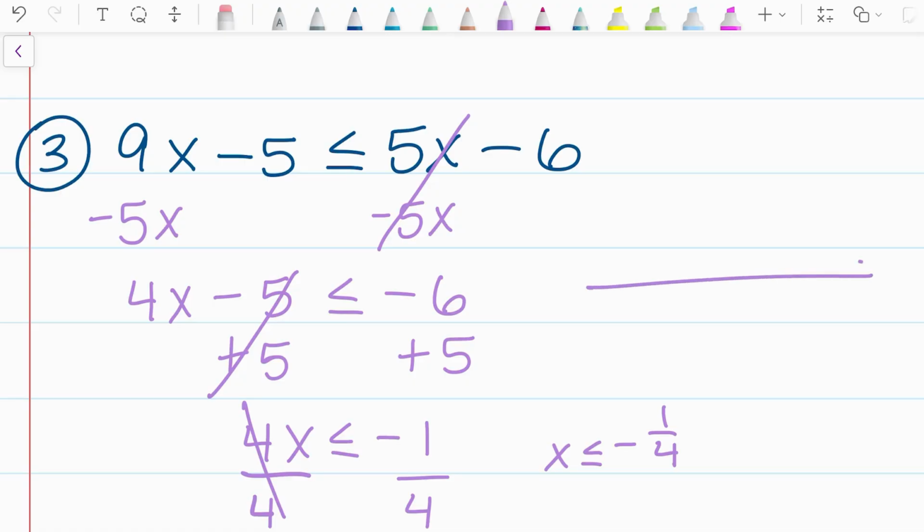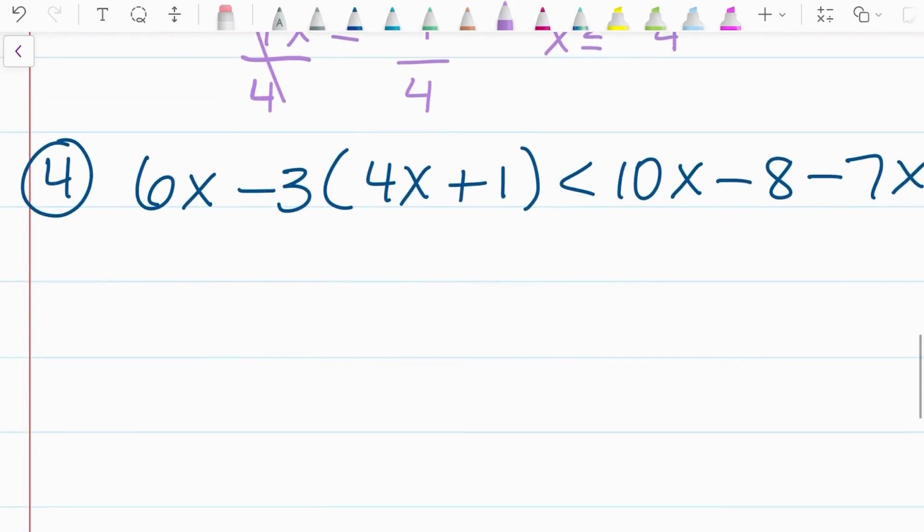So I'm going to draw a number line. I'm going to be lazy and just put my negative 1/4 here. And then I'm going to use a closed circle because it does include the line underneath the symbol. It's less than or equal to. And then I'm pointing it to the left because it's less than. And on a number line, all smaller numbers are to the left.